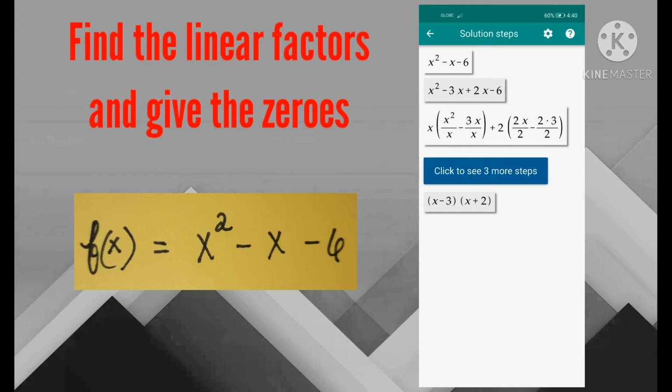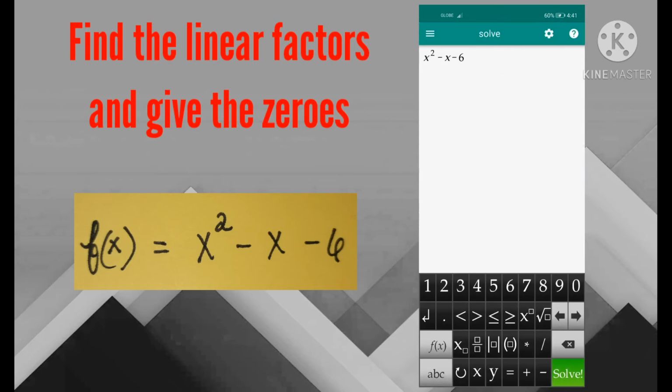So ano yung zeros niya? The zeros of x squared minus x minus 6 are 3 and negative 2. Yun. So, ganun lang kadali. I-encode mo lang o i-input mo yung inyong polynomial, tapos pindutin yung solve, then i-represent niya yung solution, ibibigay na niya yung answer. Okay. Kuha pa tayo ng iba.